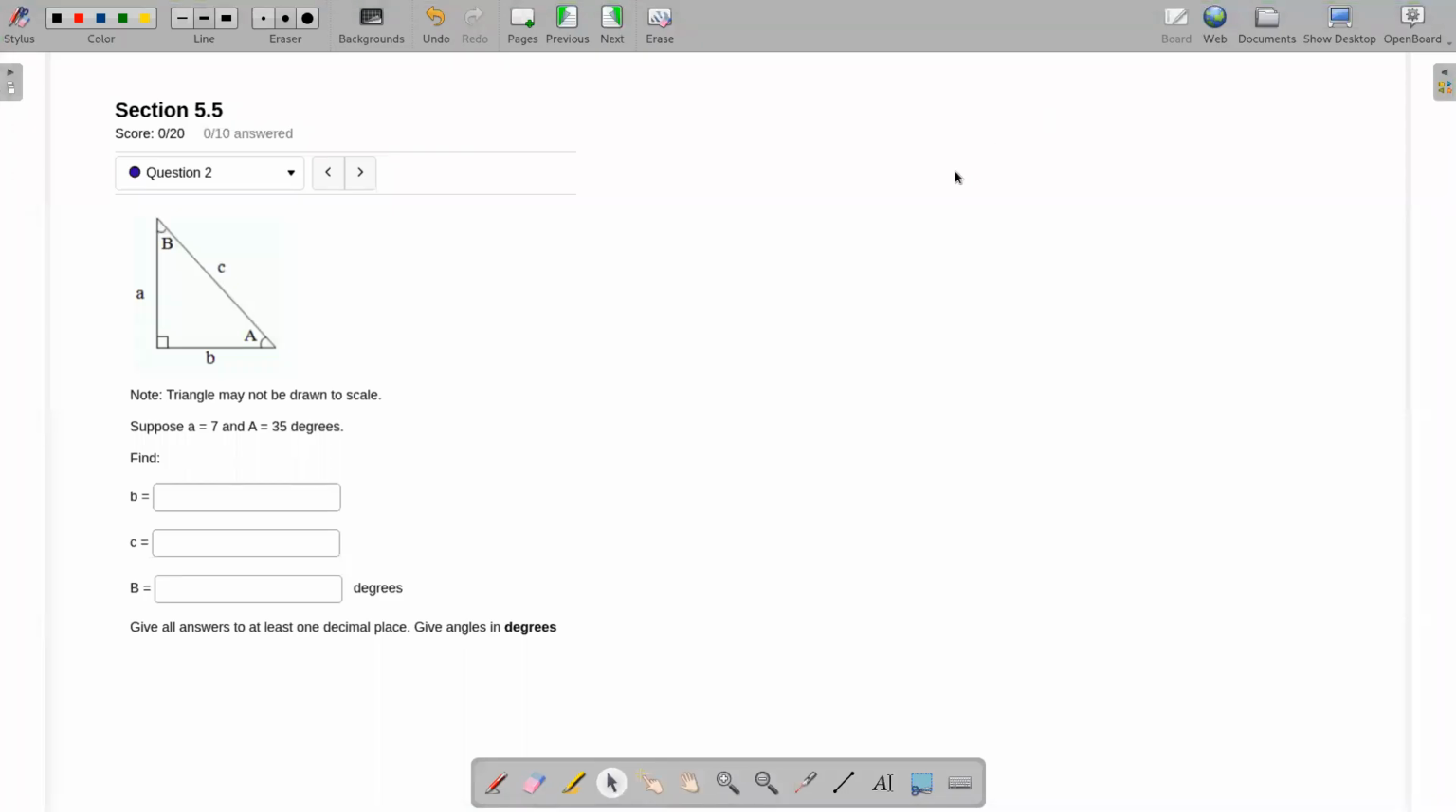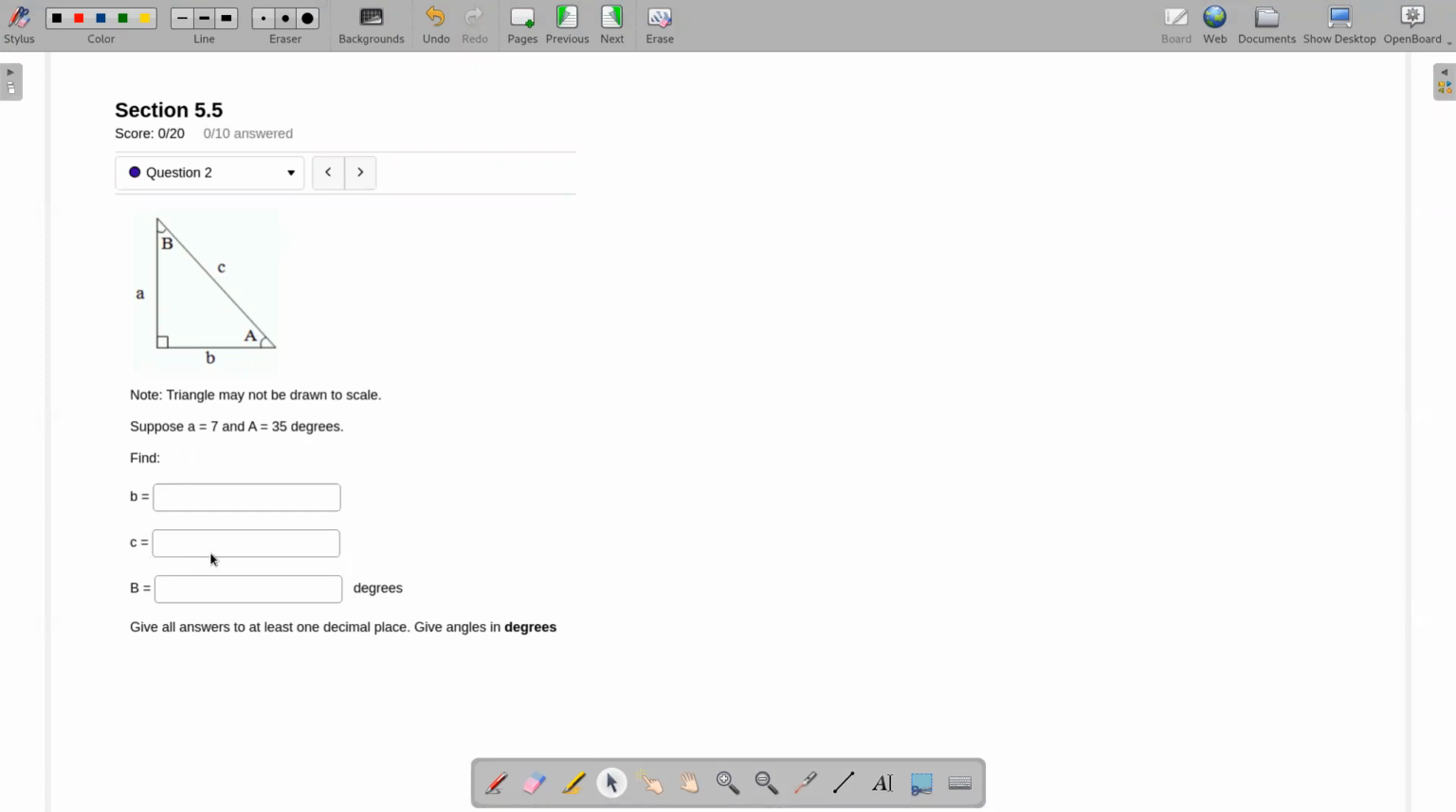So playing with right angle trigonometry, section 5.5, question number 2. We're given some information about a triangle. Note, this triangle may not be drawn to scale. Okay, that's a good thing to know. They give me this angle A, which is 35 degrees, and then they want me to figure out some stuff.